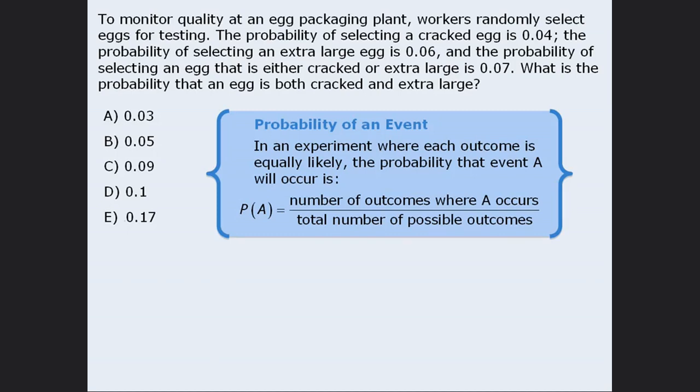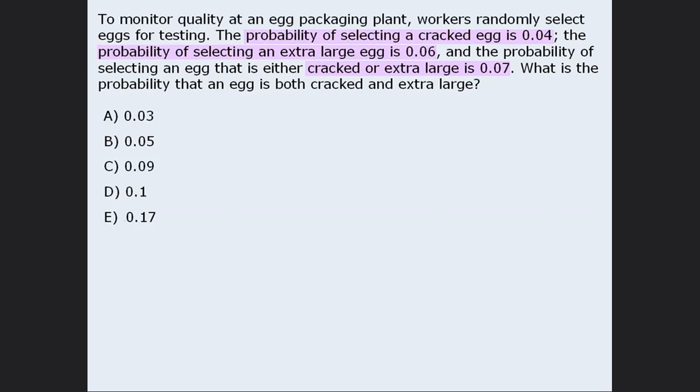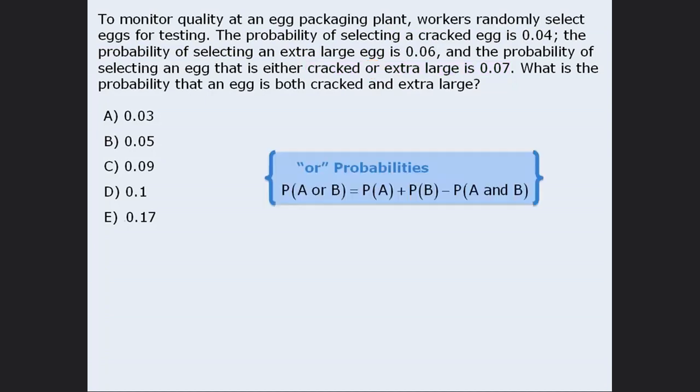Instead, the question provides us with various probabilities. Also notice that one of these probabilities is an OR probability. So all of this would suggest that we can use the OR probability formula to solve this question. We'll begin by identifying the individual events involved here. For this question, we'll say that event C is the event that a selected egg is cracked, and event E is the event that a selected egg is extra large.